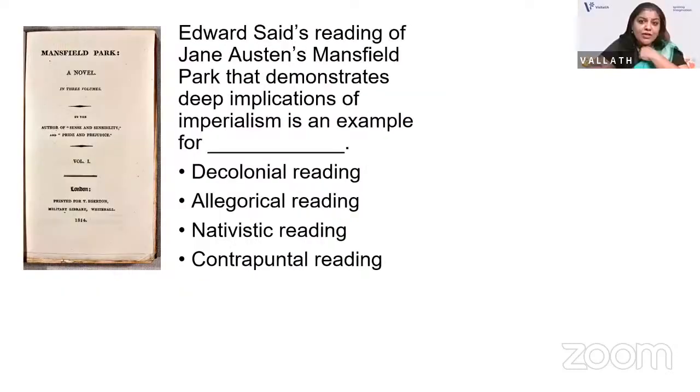Edward Said's reading of Jane Austen's Mansfield Park that demonstrates deep implications of imperialism is an example for dash. You all know that he did this reading in Culture and Imperialism. What does it show? What kind of reading? Is it decolonial reading, allegorical reading, nativistic reading, or contrapuntal reading? I will give you a clue. It is a reading that shows the elements of both colonizer and colonized. Both are there. It is contrapuntal reading.